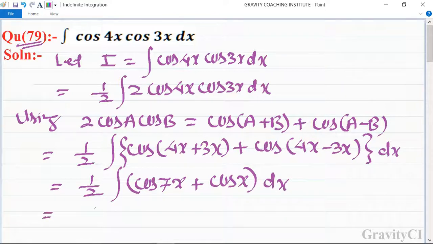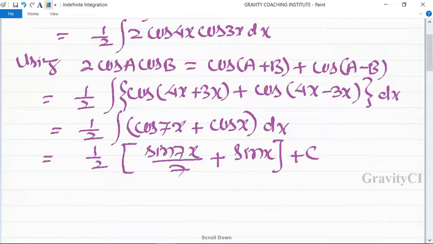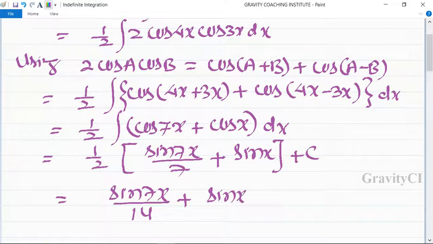So it is equal to 1 upon 2, and the integration of cos 7x is equal to sin 7x upon 7, plus sin x, plus c. So it is equal to sin 7x upon 14 plus sin x upon 2 plus c. So this is the required answer.